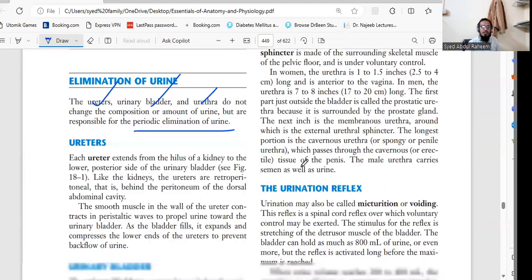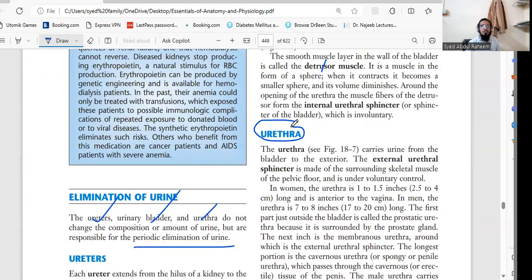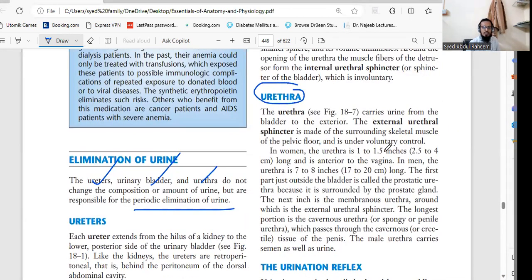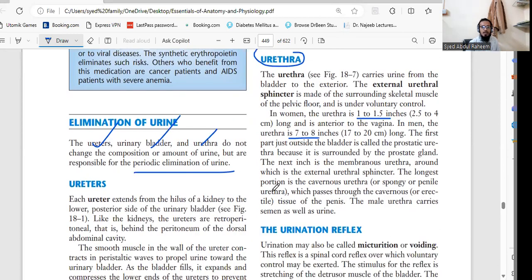Next, we have the urethra. The urethra carries urine out of the bladder. The external urethral sphincter is made up of surrounding skeletal muscle of the pelvic floor and is under voluntary control. In women, the urethra is 1 to 1.5 inches long. In the man, the urethra is 7 to 8 inches long. The first part just outside the bladder is called the prostatic urethra because it is surrounded by the prostatic gland. The next inch is the membranous urethra, around which is the external urethral sphincter. The longest portion is the cavernous urethra, which passes through the cavernous tissue of the penis. The male urethra carries semen as well as urine.